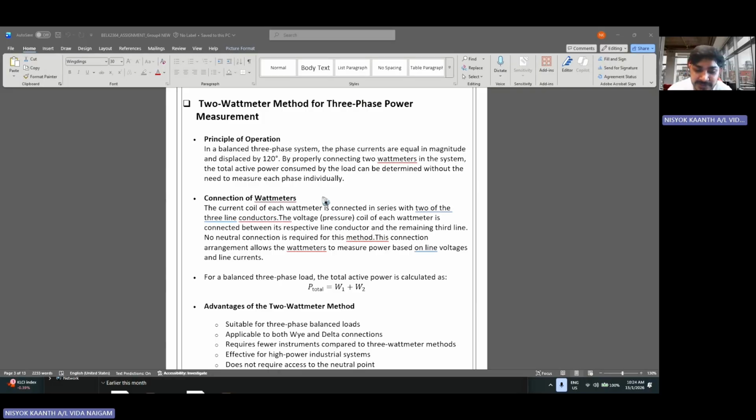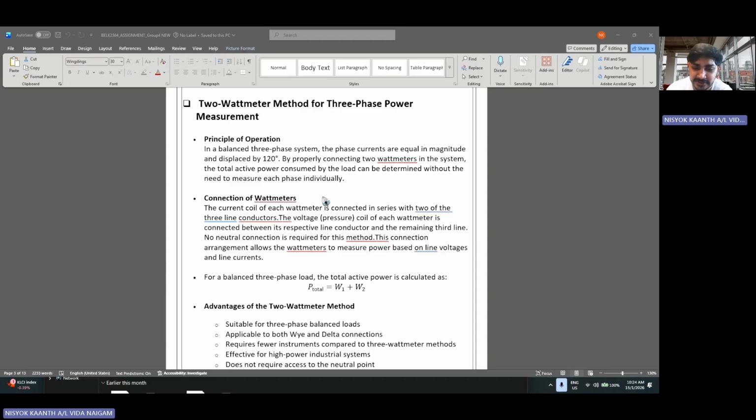The current coil of each wattmeter is connected in series with two of the three line conductors. Meanwhile, the voltage coil of each wattmeter is connected between its line conductor and the remaining third line. This method does not require a neutral connection and works for both Y and delta systems. So for a balanced three-phase load, the total active power is calculated by summing the 2 wattmeter readings.